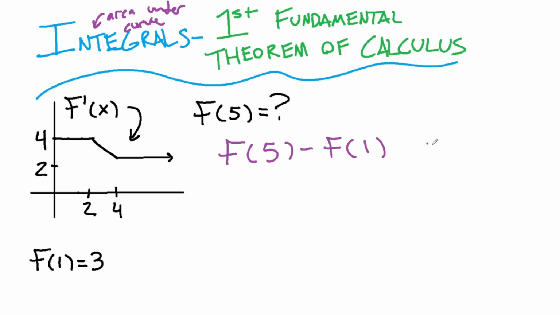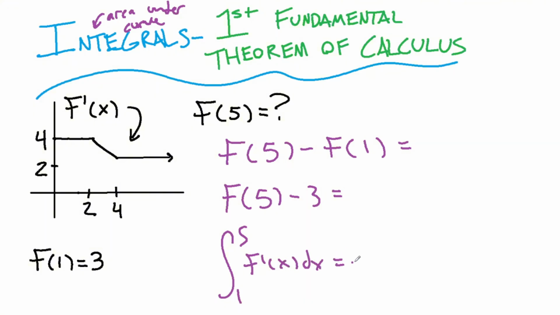Now that we have that this integral is equal to f of 5 minus f of 1, to solve for f of 5 we can plug in information we know. First, f of 1 is equal to 3. So we can rewrite this as f of 5 minus 3 equals something. To find what that something equals, we have to look to the graph. Originally we had the integral from 1 to 5 of f prime of x dx, which is also equal to the area under the curve of f prime from 1 to 5.